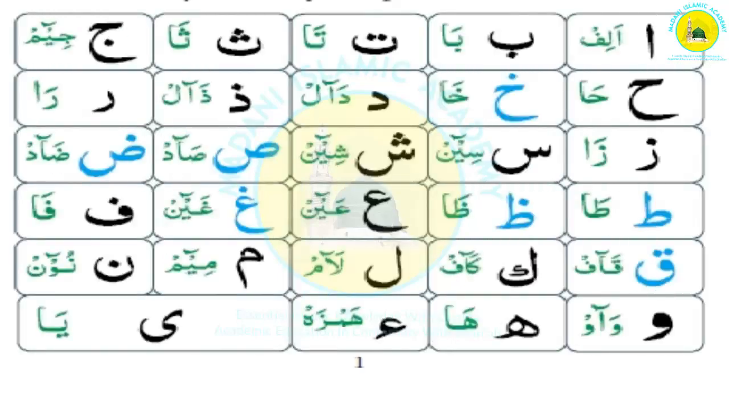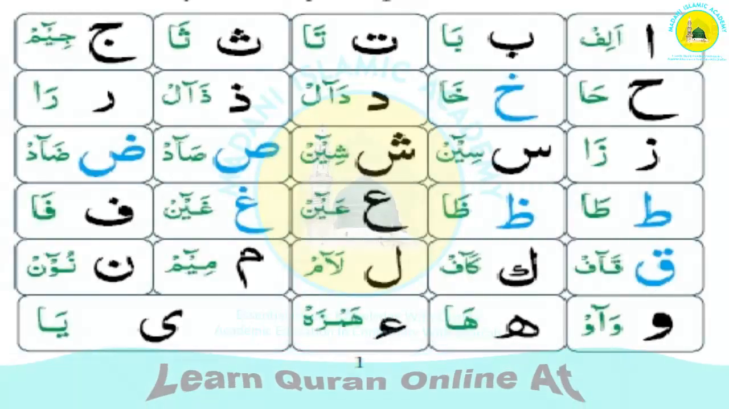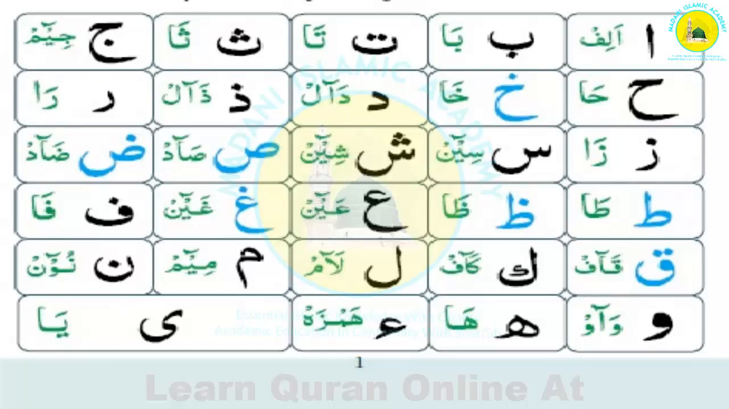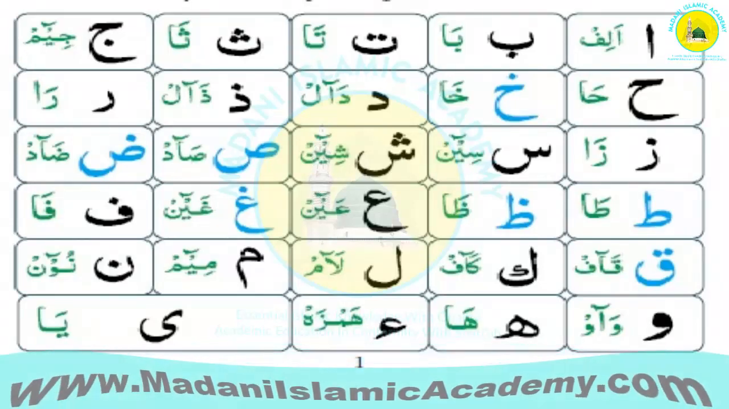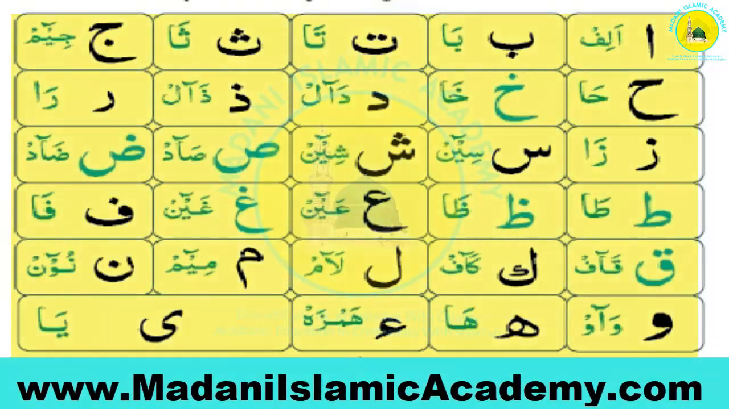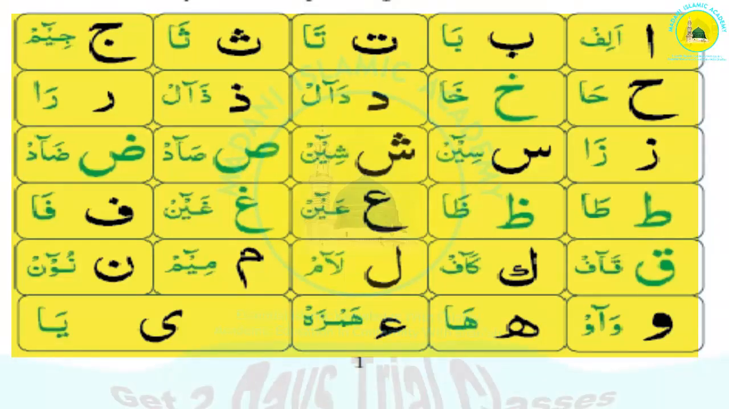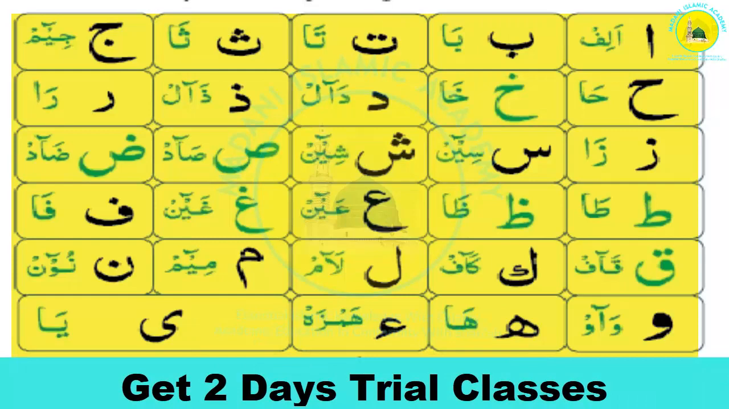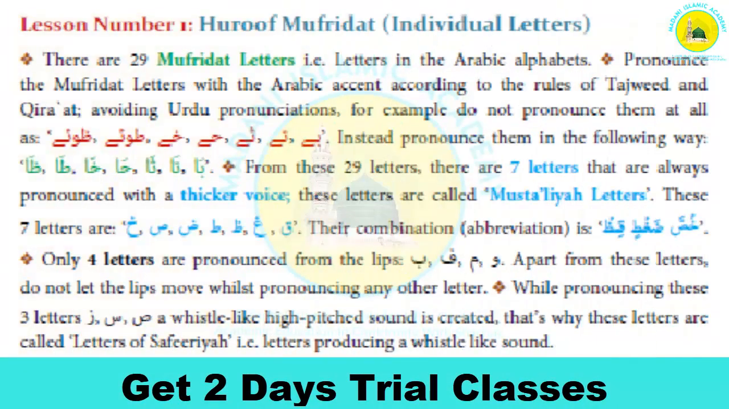First lesson. Before we start off, I'm going to show you the 29 letters of the Arabic language. These are the 29 Arabic letters that you can see in front of your screen. There are 29 Arabic letters in the Arabic alphabet. We call them haruf mufridat, or haruf tahajji.